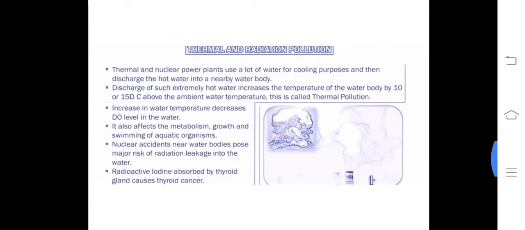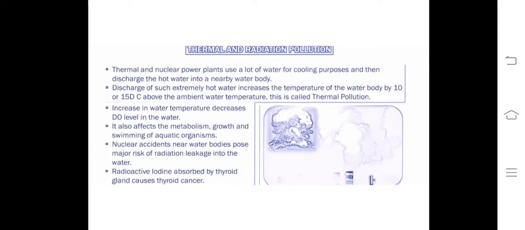Now, thermal and radiation pollution. Thermal and nuclear power plants use a lot of water, yes, for cooling purposes, because whatever products you have, they are very hot. So in order to cool down, you need water, and even after using water, whatever products you have are also hot. And if you discharge hot water into the sewage, into your river system, the marine system will be affected. Discharging the hot water into a nearby water body is a very unethical thing.